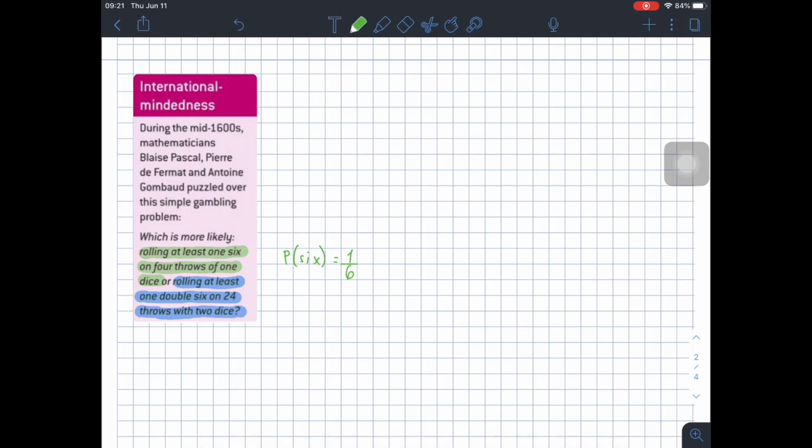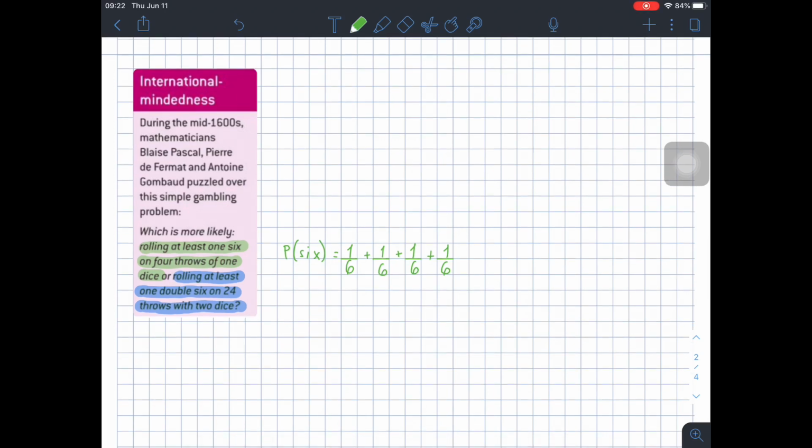Well, if I throw it again, I will have 1/6 probability of getting a 6. Then if I throw it for a third time, the probability of getting a 6 is also 1/6. And if I throw it a fourth time, it's also 1/6. You see that I'm adding the probabilities here. Why am I not multiplying? Because if I multiply, the resultant probability will be much less than 1/6, and that's not logical.